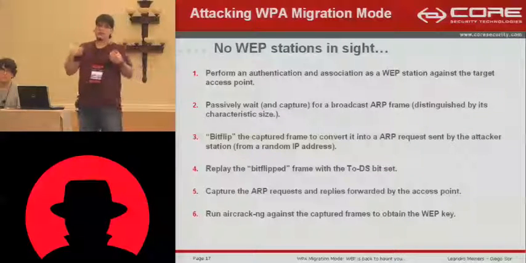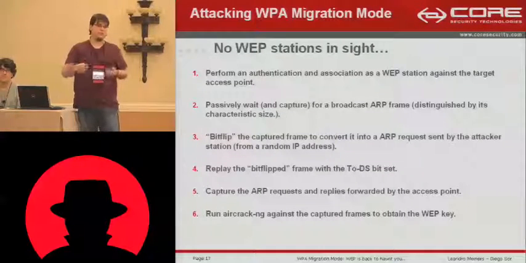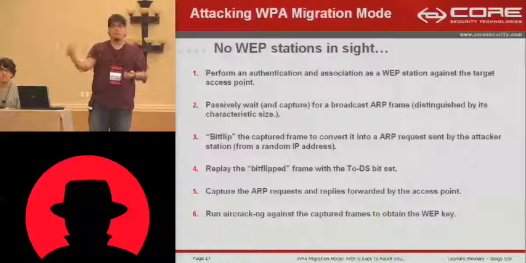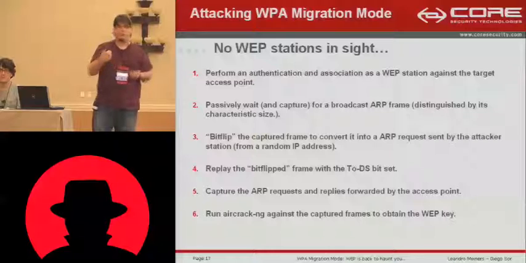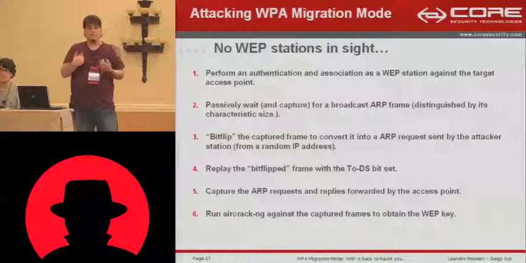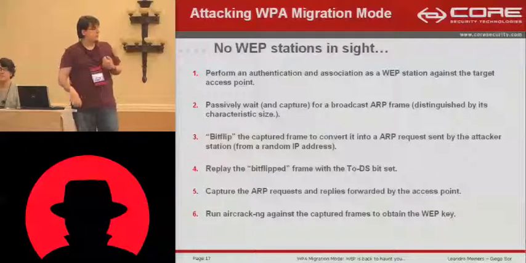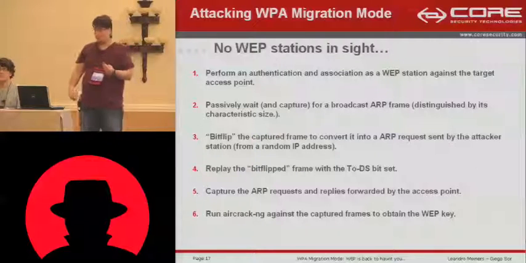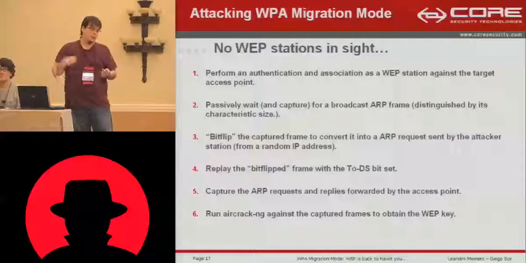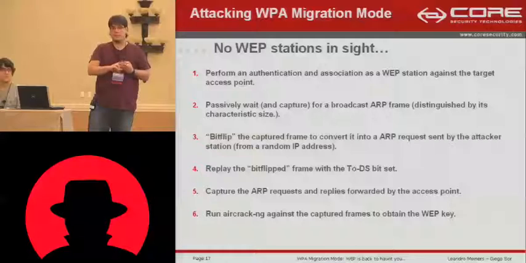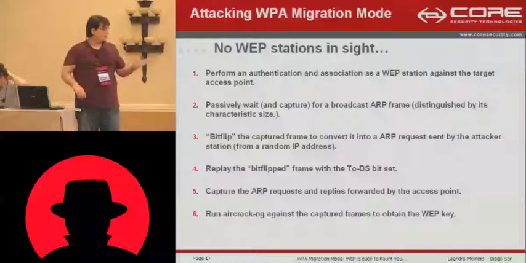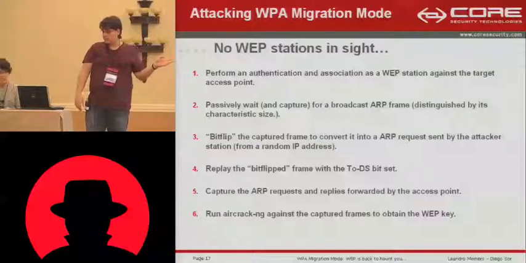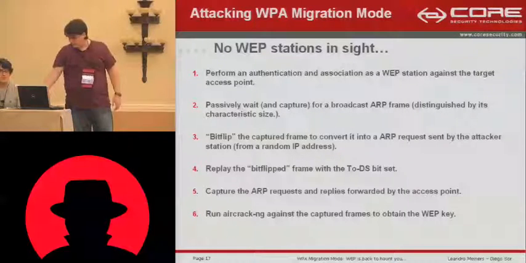And also, the station for which the original ARP was sent will reply. And once the station replies, the reply will be sent back to us by the AP, and it will be sent as a WEP frame since we are a WEP station. So therefore, for each frame we sent, we have 2 frames that are WEP encrypted and that can be used for cryptanalytic purposes. So then what we do is we run aircrack against it to obtain the WEP key.